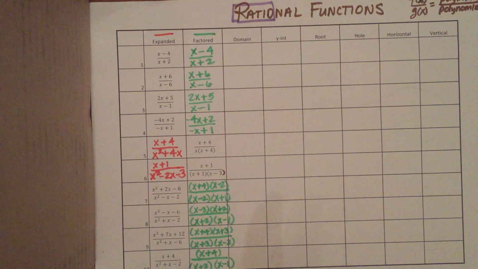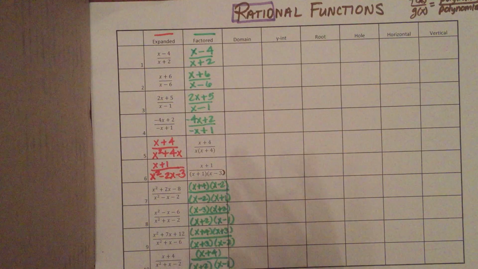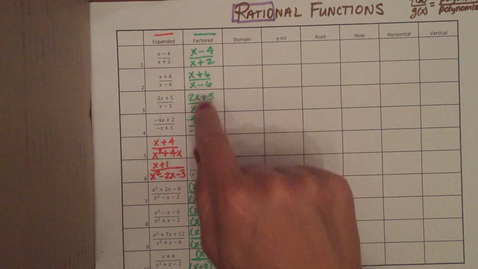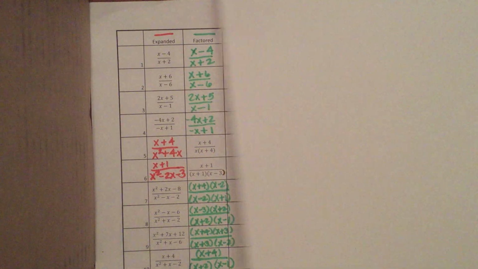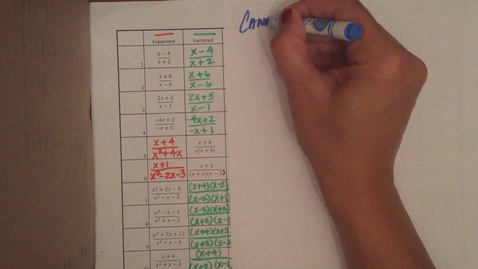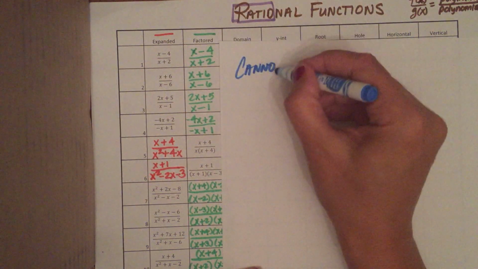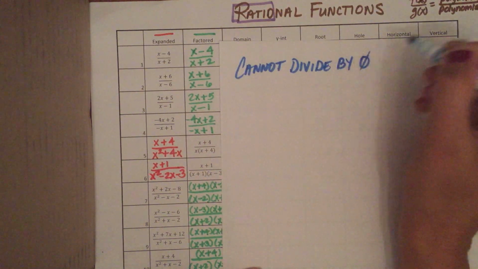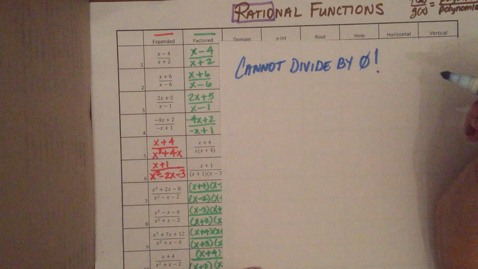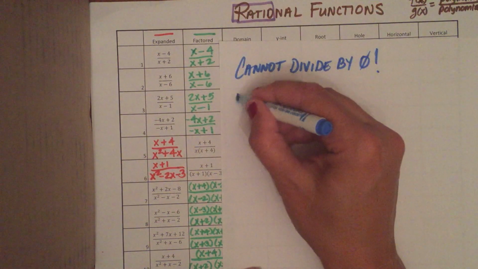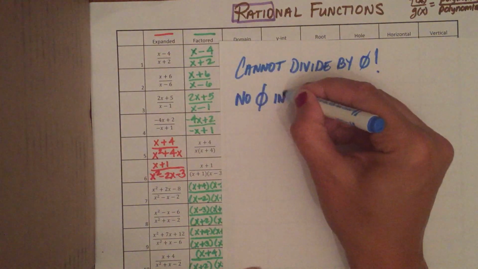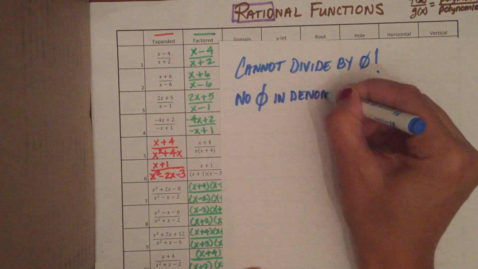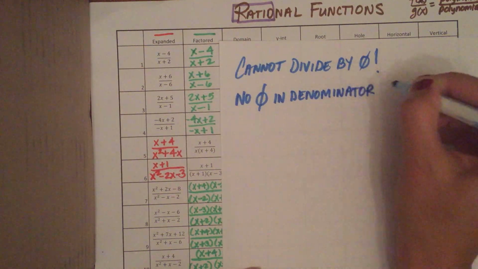And when you're dealing with rational functions, you're limited on what you can input for x because you are in fraction format. And what is the one thing we cannot have in the denominator of a fraction? 0. You cannot divide by 0. So here are the rules. You cannot divide by 0 in a fraction. So no 0 in the denominator.